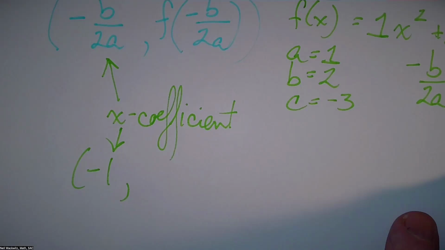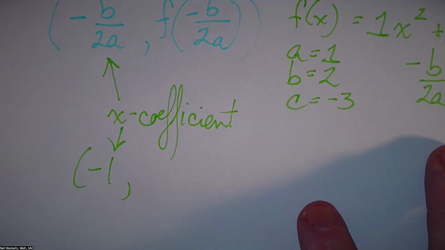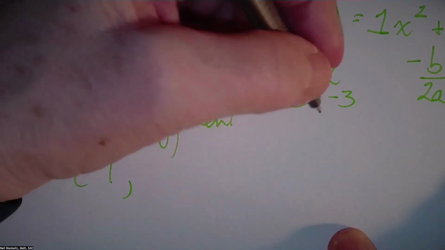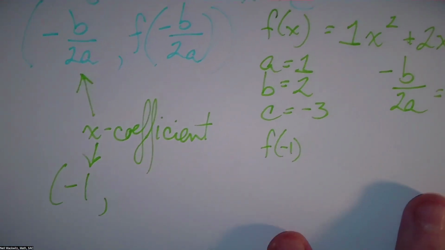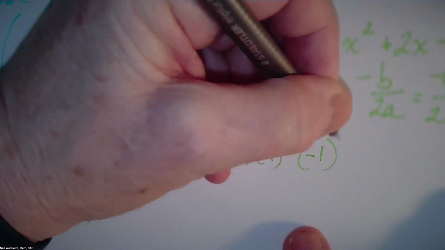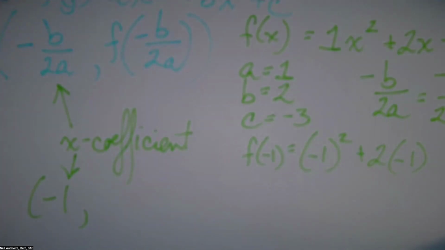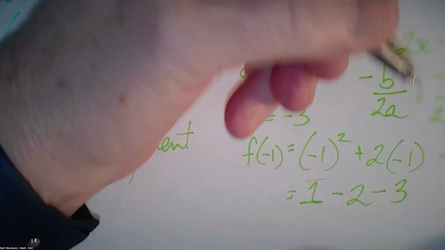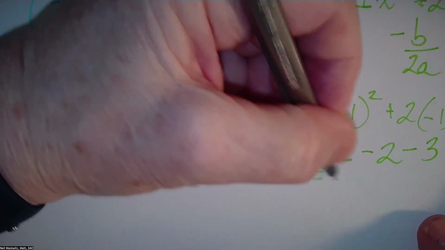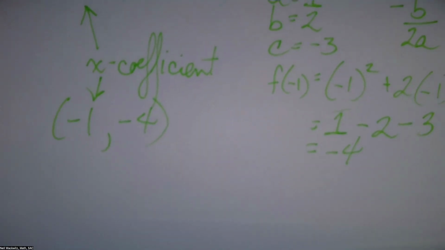Yeah, that's right. And then we just need to find f of negative 1. That'll give us the y coordinate of the vertex. So negative 1 all squared plus 2 times -1 minus 3. That's 1 minus 2 minus 3. -5 plus 1 is -4. So the vertex is -1, -4.